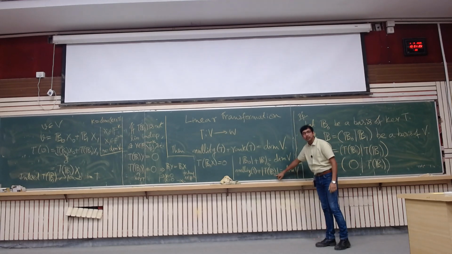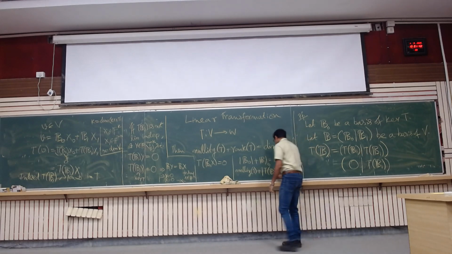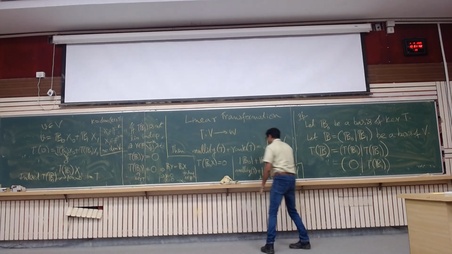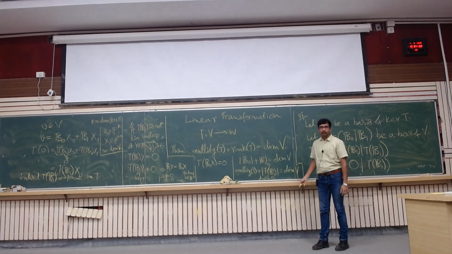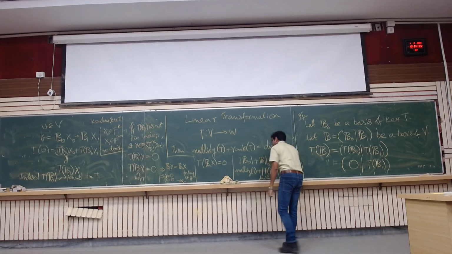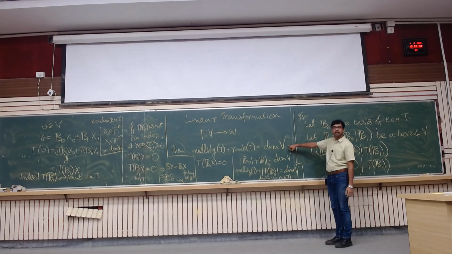So TB1, what is this? Yes, TB1 is forming a basis of the image, right? So that means this is the dimension of the image of T, right? And what is the dimension of the image of T? The rank of T. So we got that nullity of T plus rank of T is equal to the dimension of V, as we promised here.